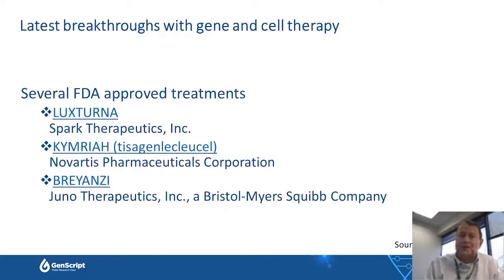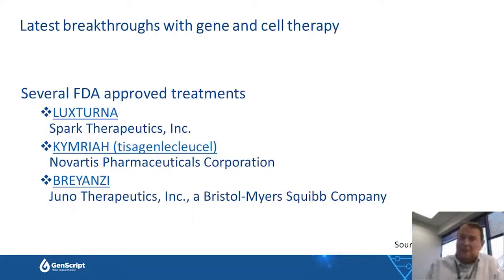Kymriah is a CD19 CAR from Novartis that uses autologous cells from the patient. It's a very important product, and it streamlined the process at FDA for approval of gene therapy. So you're going to see more and more of these therapies. And Breyanzi just came on the scene. It was recently approved, and it also highlights the need for skilled labor and a lot of plasmids to be produced to come up with these therapies.